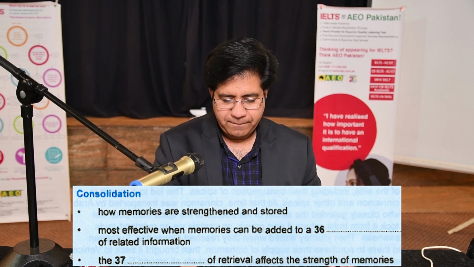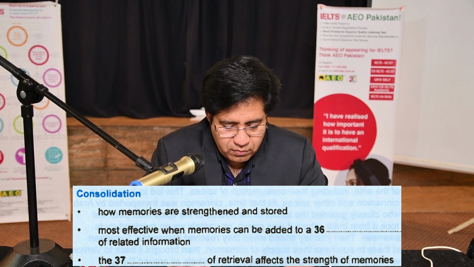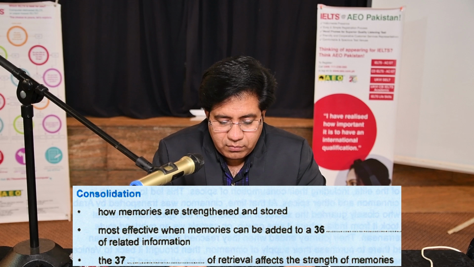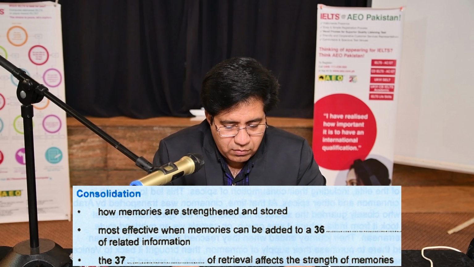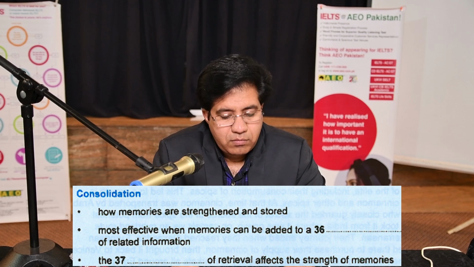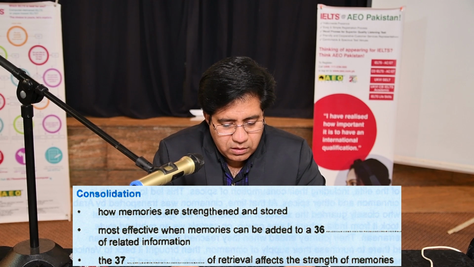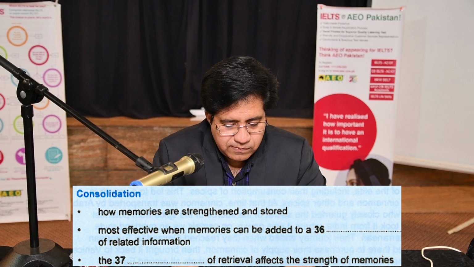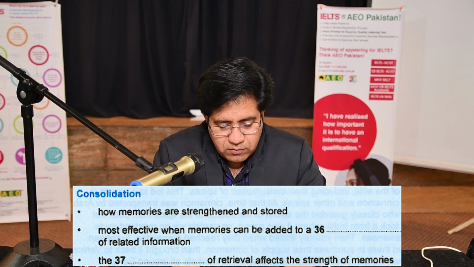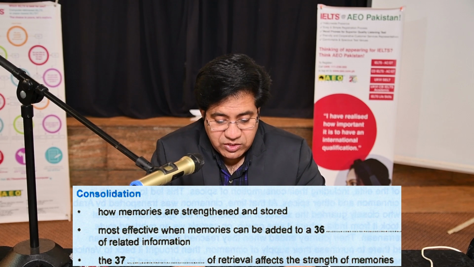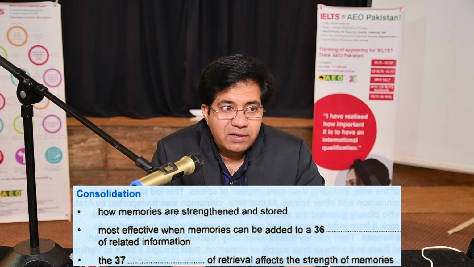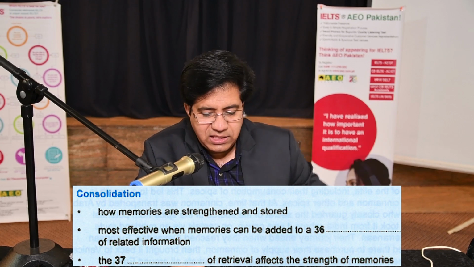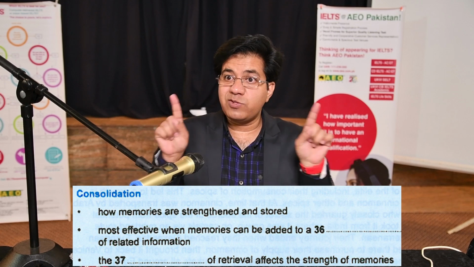Let's see. Memory consolidation, the next step in forming an episodic memory, is the process by which memories of encoded information are strengthened, stabilized, and stored to facilitate later retrieval. Consolidation is most effective when the information being stored can be linked to an existing network of information. Can be linked to an existing network. So linked and added, right? Network will be the answer. And you will write network as one word.